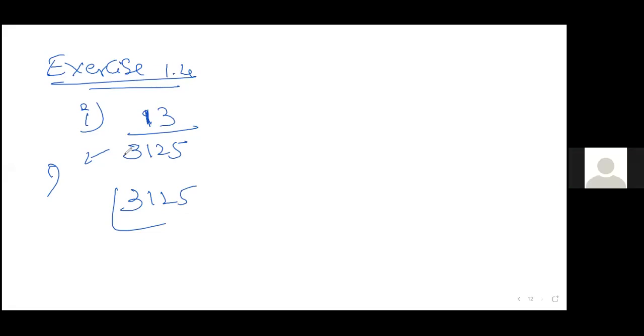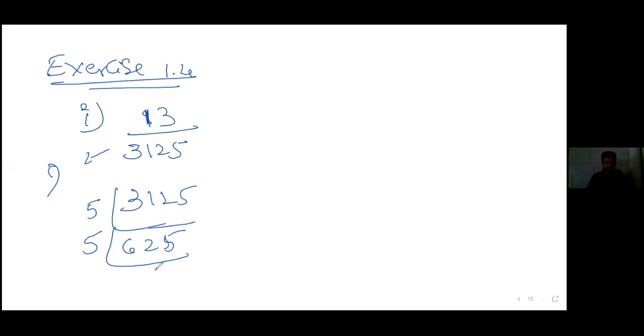Five to the power 6. Is it 5 to the power 6? Okay, let me do this. If you divide this, you'll get 625. Then again, if we divide 625 by 5, we'll get 125. Again, if you divide this, you'll get how much? 25. If you divide this again by 5, yes.